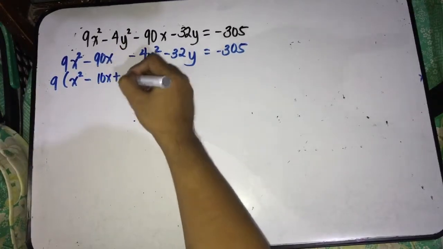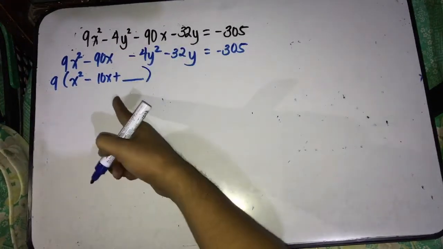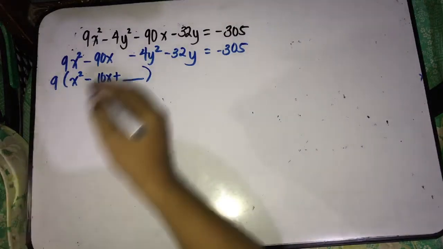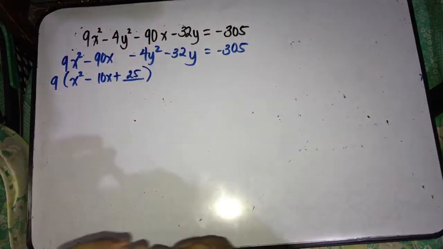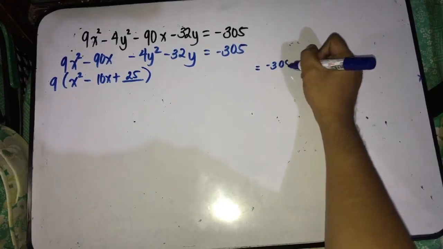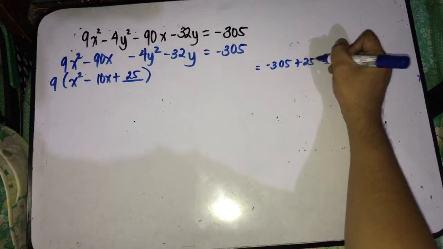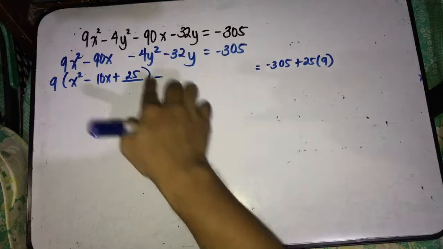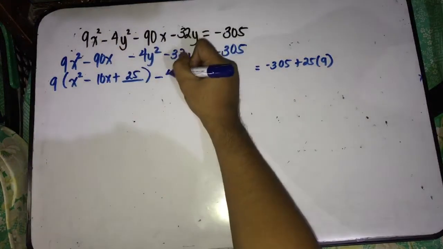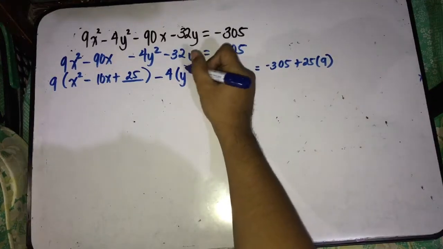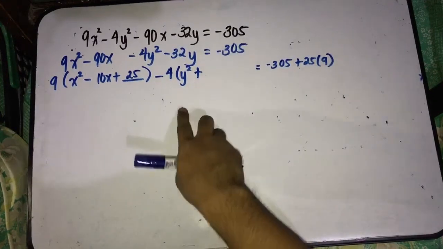And in this case, we have 9x squared, therefore we need to factor out 9 so that it becomes x squared minus 10x plus the one that we need to complete, that is 25. And for the y squared, all we have to do is to factor out negative 4 since that is the numerical coefficient of y squared. So factor out negative 4, not factor out positive 4. It should be negative 4 times y squared.